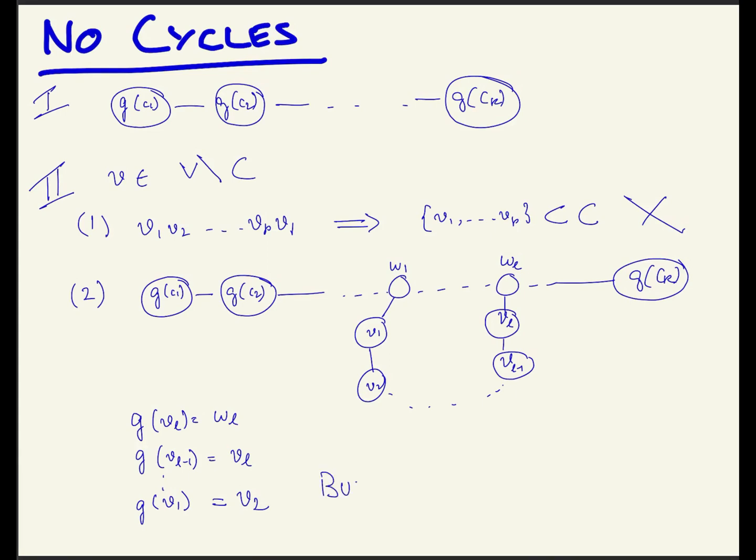Looking at this diagram, you also know that when you connected V1 to the path, you drew an edge between V1 and G of V1. So G of V1 is actually W1. Now, both of these cannot be simultaneously true because clearly V2 does not belong to C and V1 belongs to C, and this is a contradiction. And what this says is that any cycle can only contain vertices from this path, which we already know has no cycles.